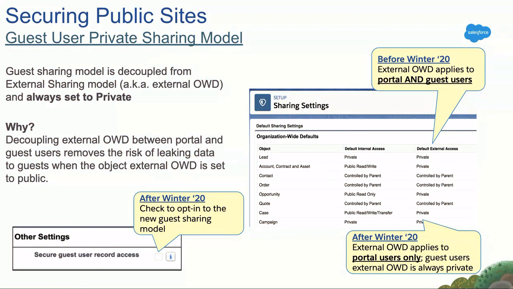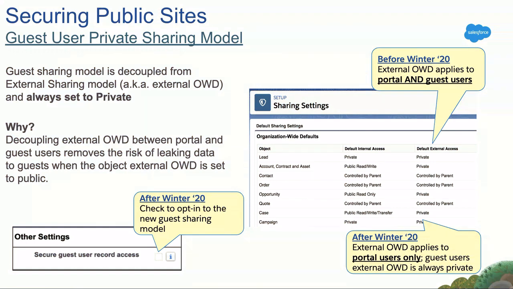Now I will go into a deep dive of all the things I've explained previously. So let's start with the guest user sharing model. Prior to Winter 20, the default external access referred to portal users and guest users. This is insecure because that means if you gave portal users read-only access, you would also give guest users read-only access to your data. Therefore, in Winter 20, we introduced an admin org pref called Secure Guest User Record Access.